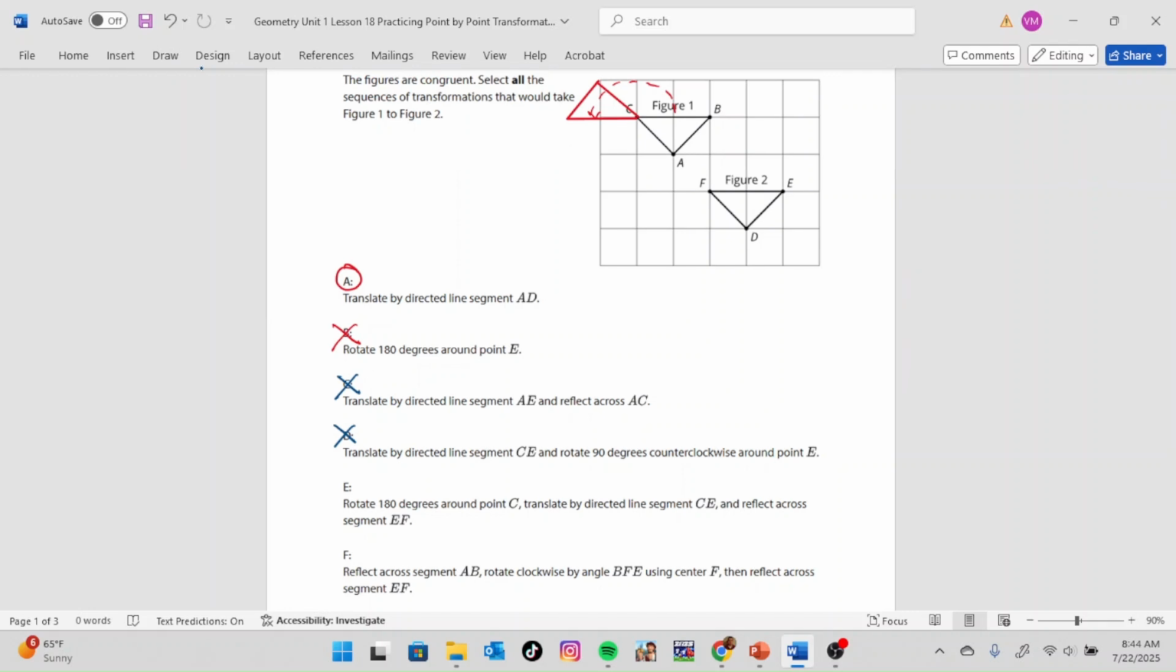Next, we're going to translate by directed line segment CE. So we're going to take this point C, and we're going to translate it down here so that it's on top of E, and that's going to create this blue triangle down here.